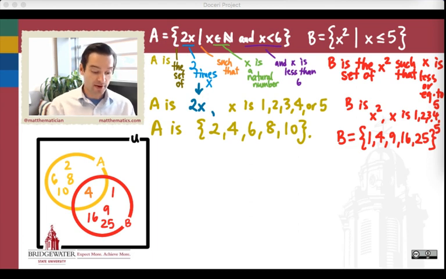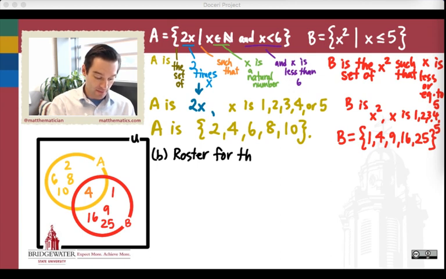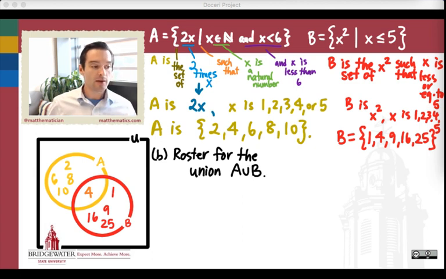But the question didn't end there. There was a part B, as there often is. And part B asked us to find a roster for the union A union B. So let's find a roster for the union. So the question is, what is the union? Again, hearkening back to our set operations discussion from a few minutes ago. Union is our either-or operator for sets.